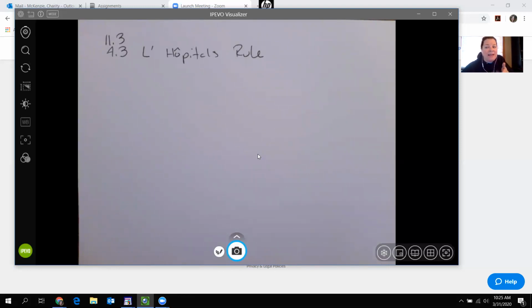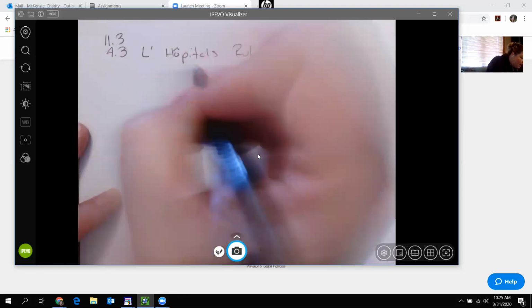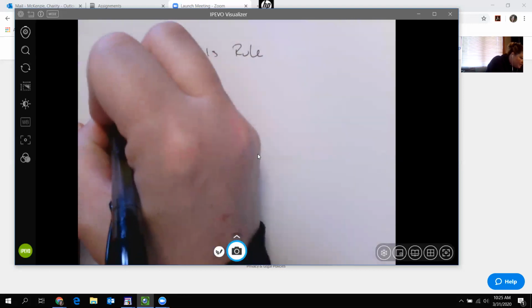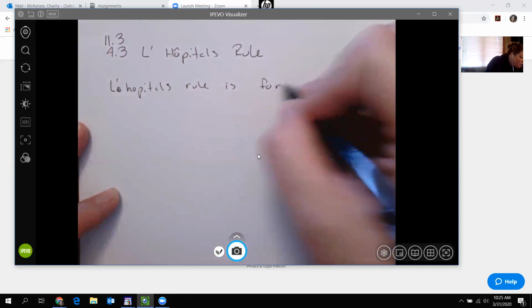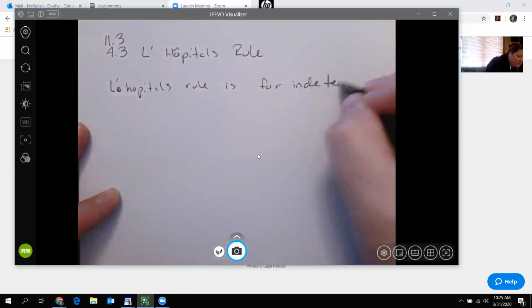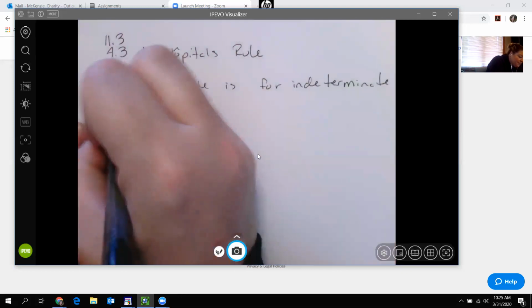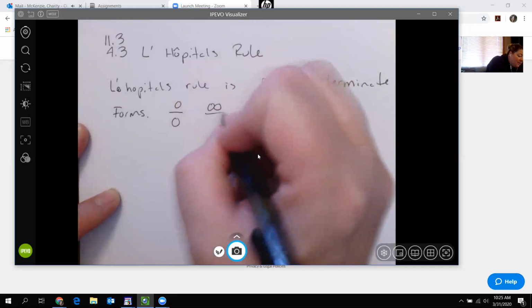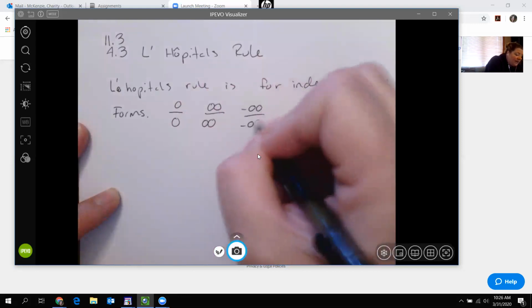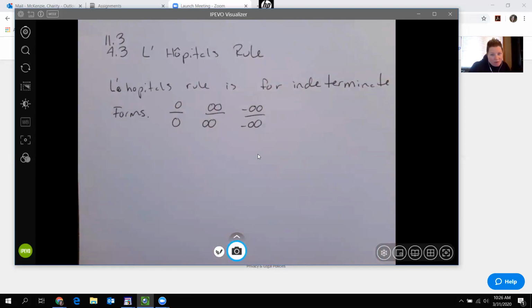Where is that graph going with derivatives? So we now have a new way to find where our limit is going. So we have L'Hopital's rule, which is for indeterminate forms. That's 0 over 0 or infinity over infinity or negative infinity over negative infinity. These right here are all of our indeterminate forms. So let's look at what I mean by this.